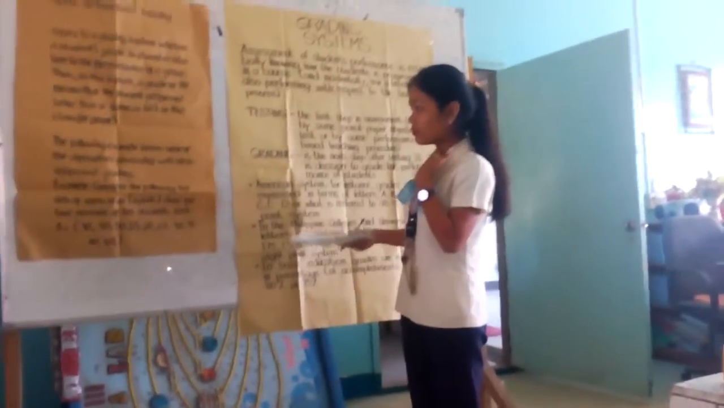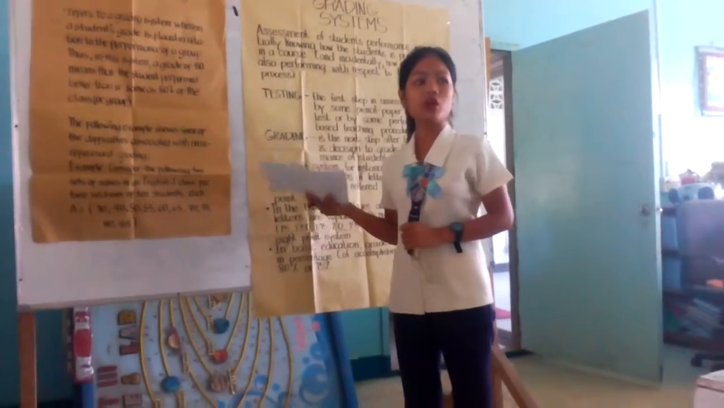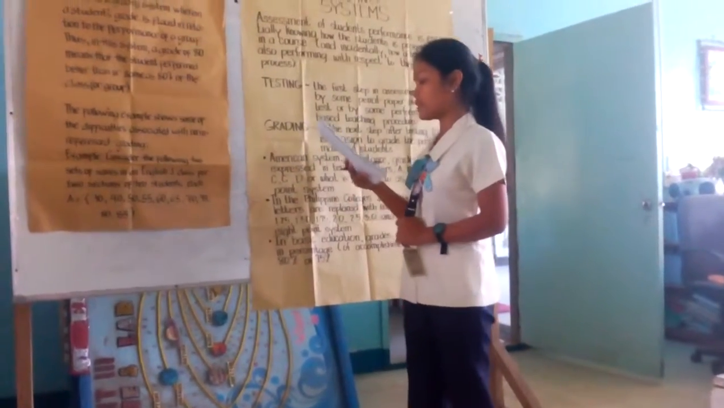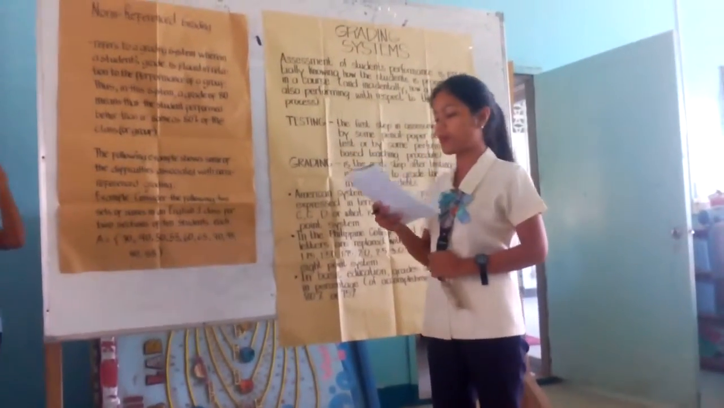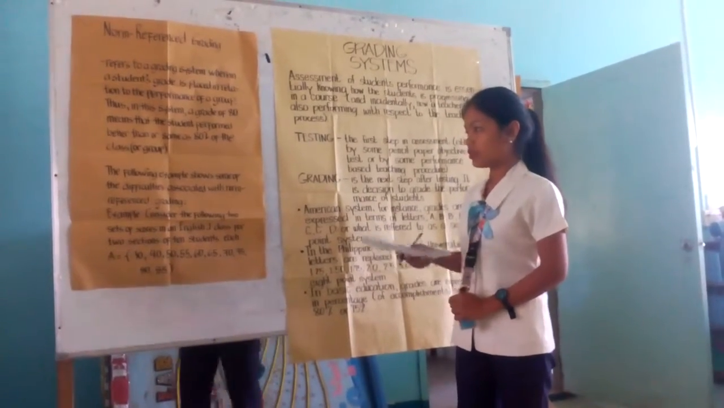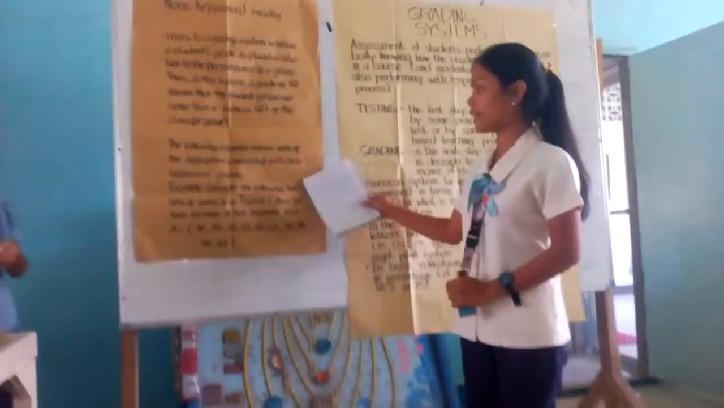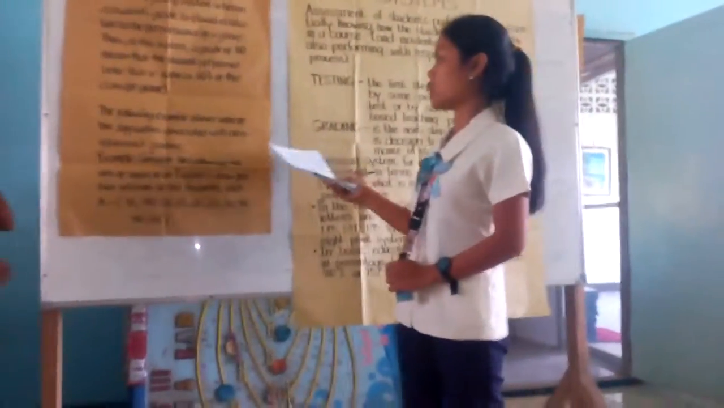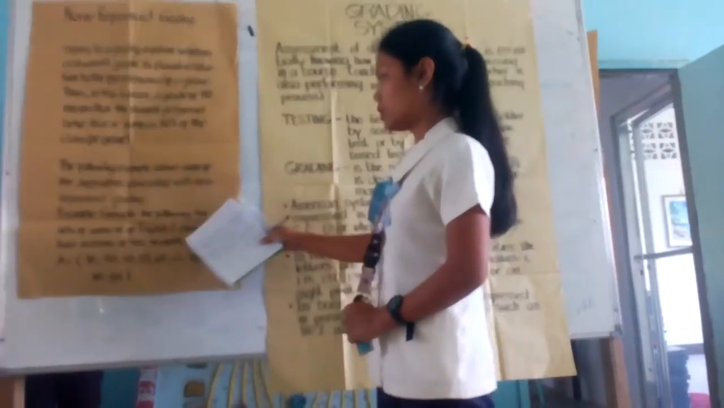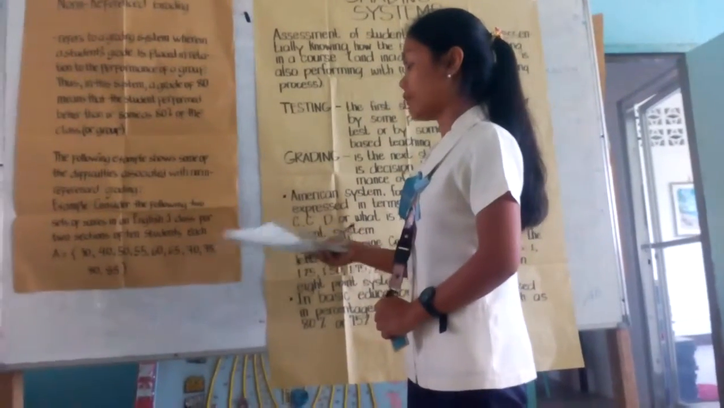At first glance, there appears to be no problem with this type of grading system, as it simply describes the performance of a student with reference to a particular group of learners. I have here an example. The following example shows some of the difficulties associated with norm reference grading. Consider the following two sets of scores in an English 1 class for two sections of 10 students each.